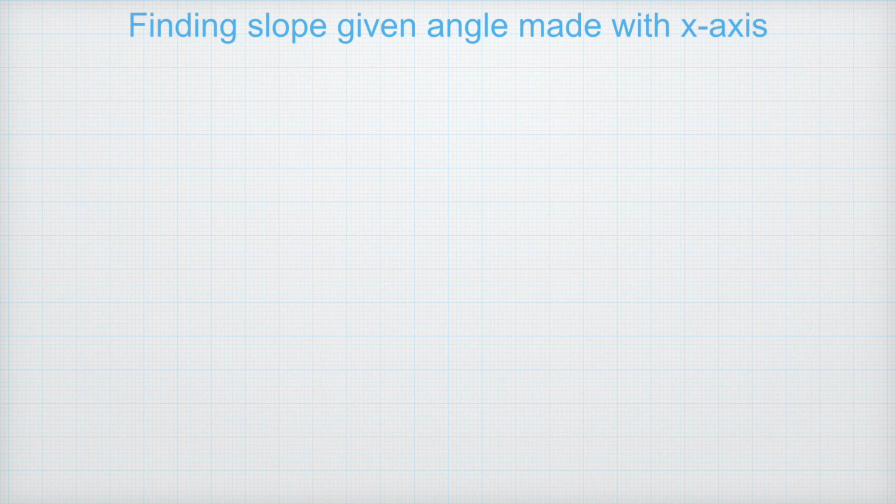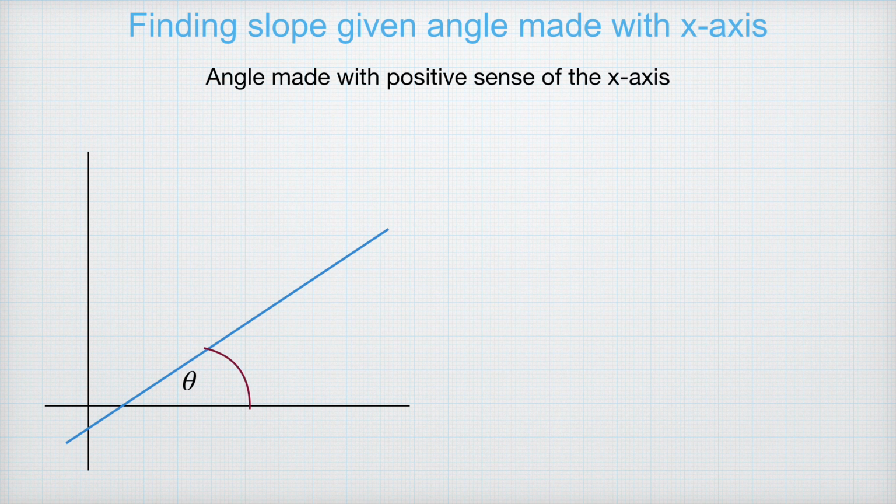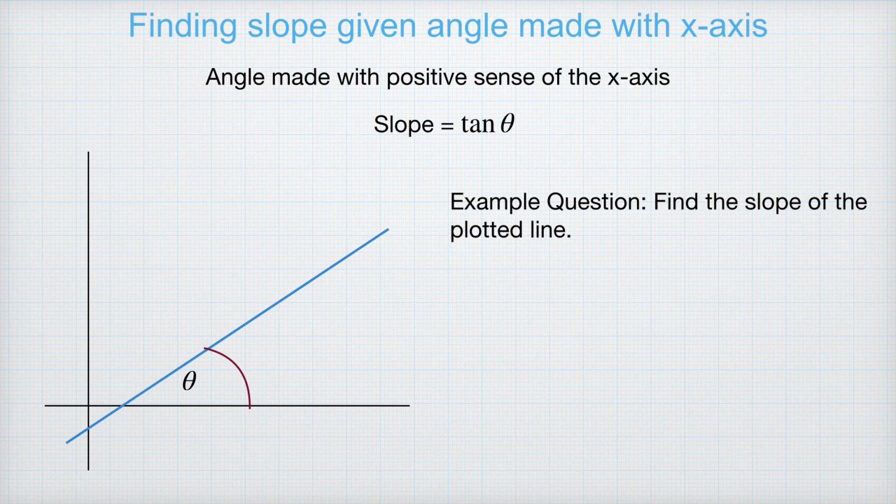If we have a graph with the line plotted and the angle made by the line with the positive sense of the x-axis, then we can find the slope by using the formula slope is equal to tan theta. Example question. Find the slope of the plotted line. The angle made by the line with the positive sense of the x-axis is 45 degrees. The slope is equal to tan 45. Using a calculator or the table on page 13 of the formula book, we can see that tan 45 is 1. Therefore, the slope of the line is 1.